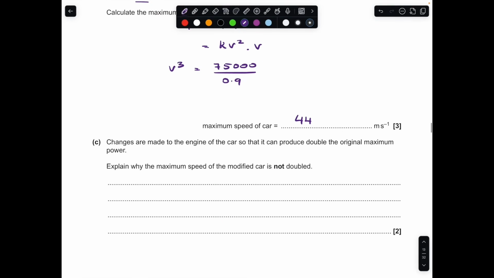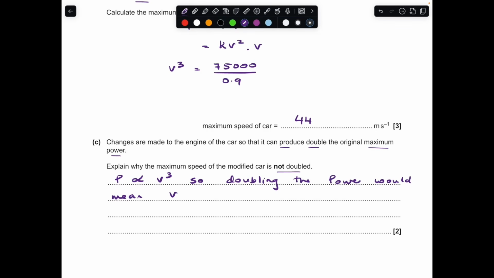For part C, it says changes are made to the engine so that it can produce double the original maximum power. Explain why the maximum speed of the modified car is not doubled. That is because power is proportional to v cubed. So doubling the power would mean that v will be equal to the cube root of 2P. So it's not going to be doubled.